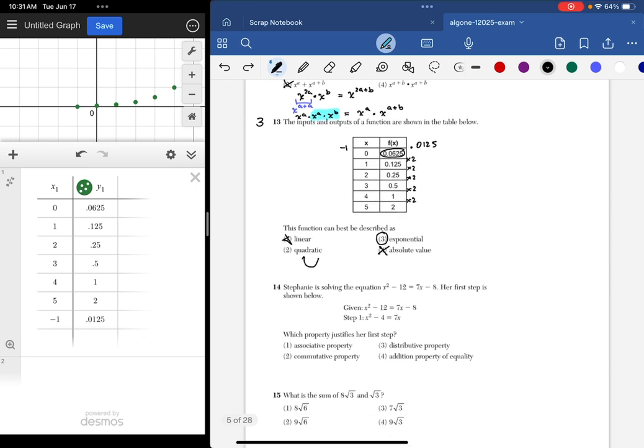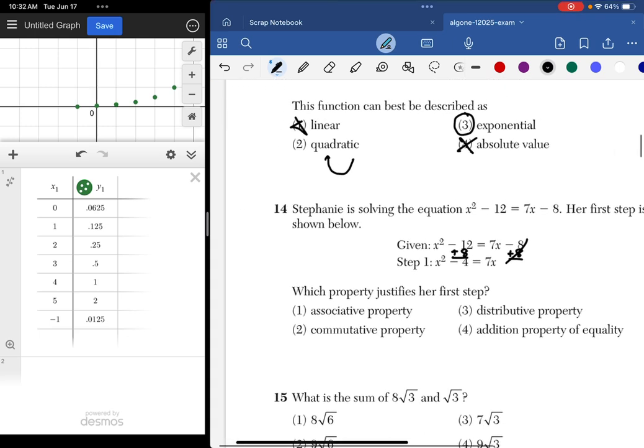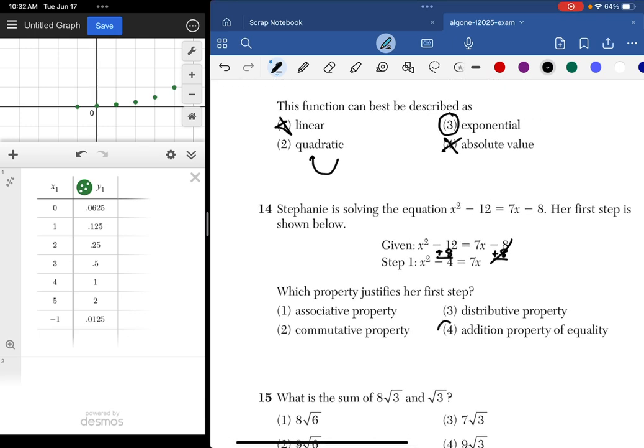Number 14, Stephanie is solving the equation. Her first step is shown below. So it looks like that -8 went away. It appears she did this move, canceled on this side, and added 8 to a -12 to get to a -4. That's the addition property of equality.